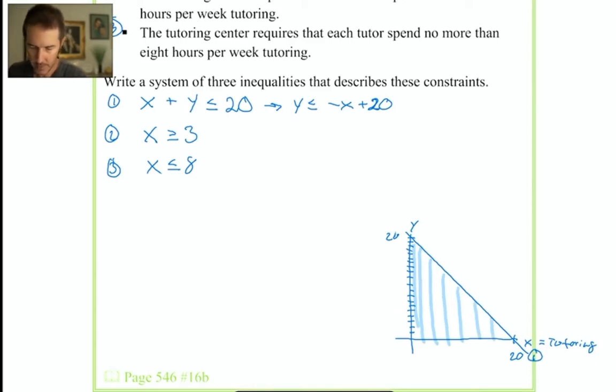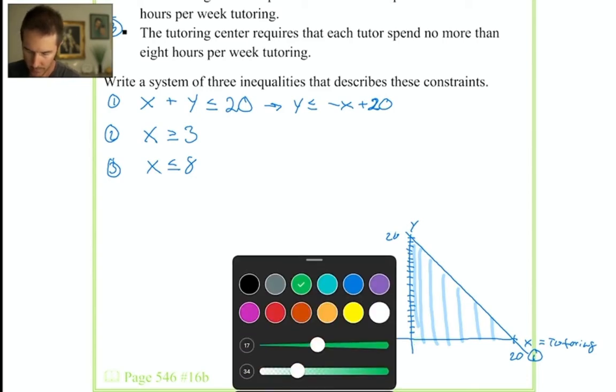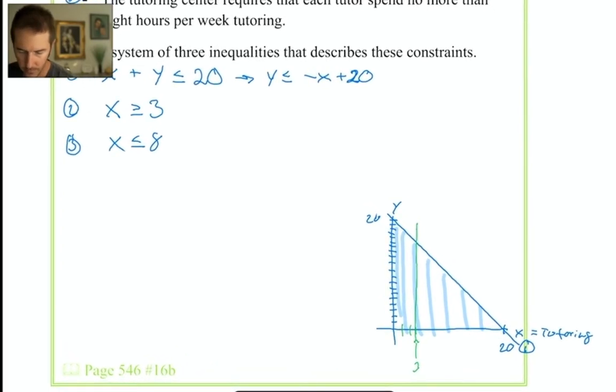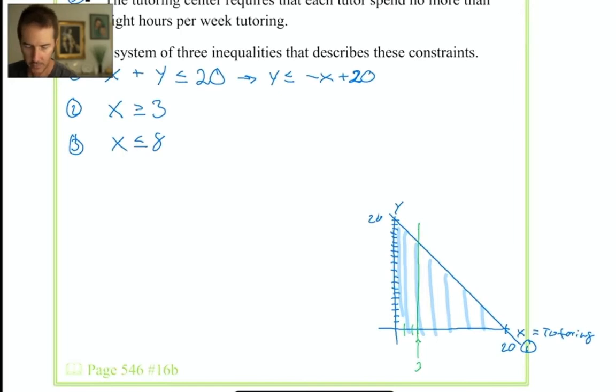All right, let's grab a different color and look at inequality number 2. x is greater than or equal to 3. Oops, that's a highlighter. Not anymore, it's not. 1, 2, 3. All right, so I'm just going to label this with a 3 right here. And that's a vertical line. And it says x is greater than or equal to 3. So I'm going to be shading everywhere to the right of 3. Now I'm shading all the way over to the right.